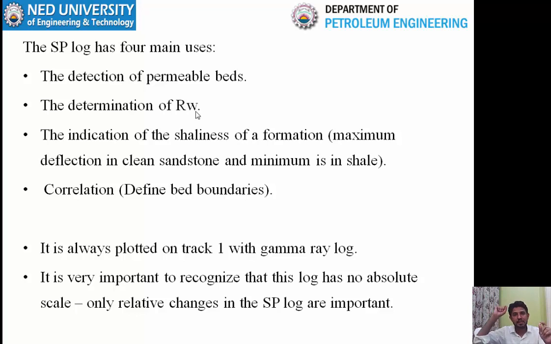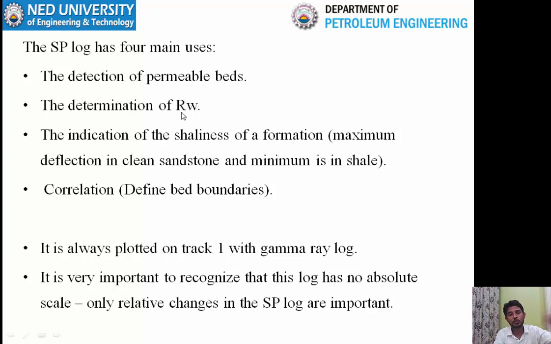So by measuring RW through SP log, we calculate SW through Archie equation, and once we have calculated the SW, which is the saturation of water, we can calculate the saturation of hydrocarbons, because we know that sum of the saturations is equal to 1. So 1 minus SW will be equal to the saturation of hydrocarbons. So by measuring the RW through SP log, we measure the SW and ultimately measure the saturation of hydrocarbons.